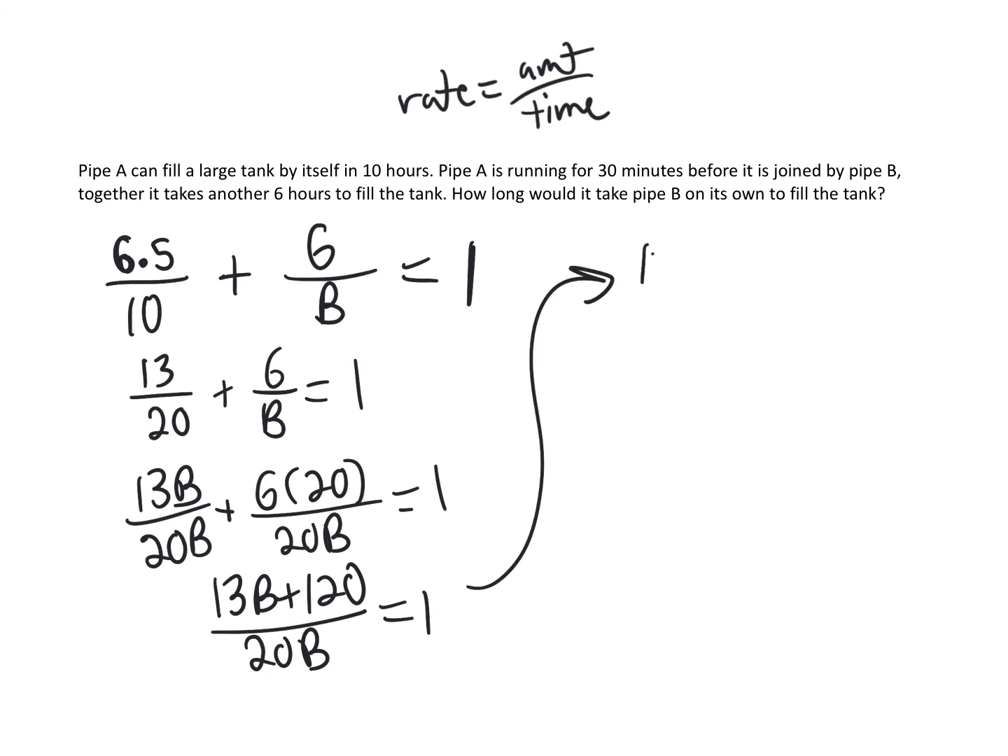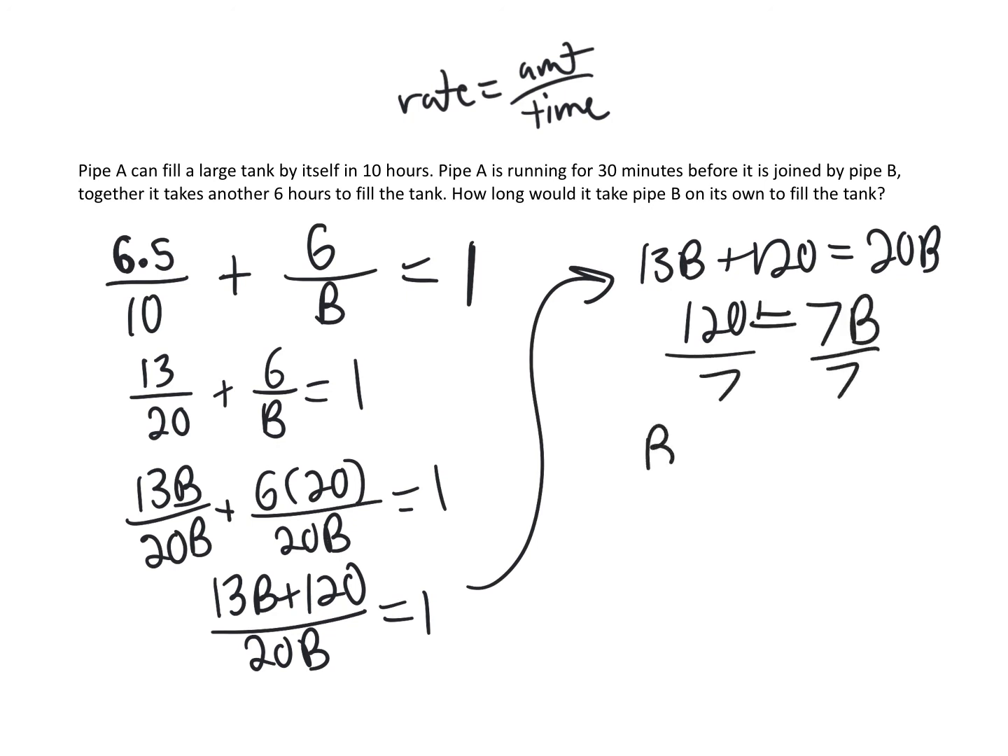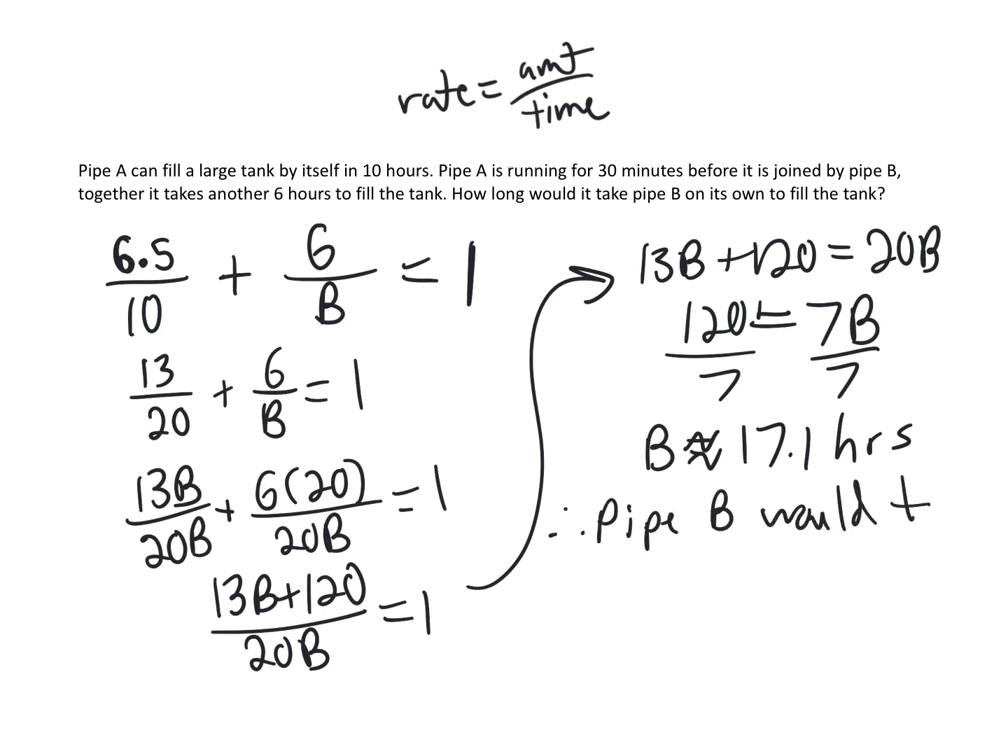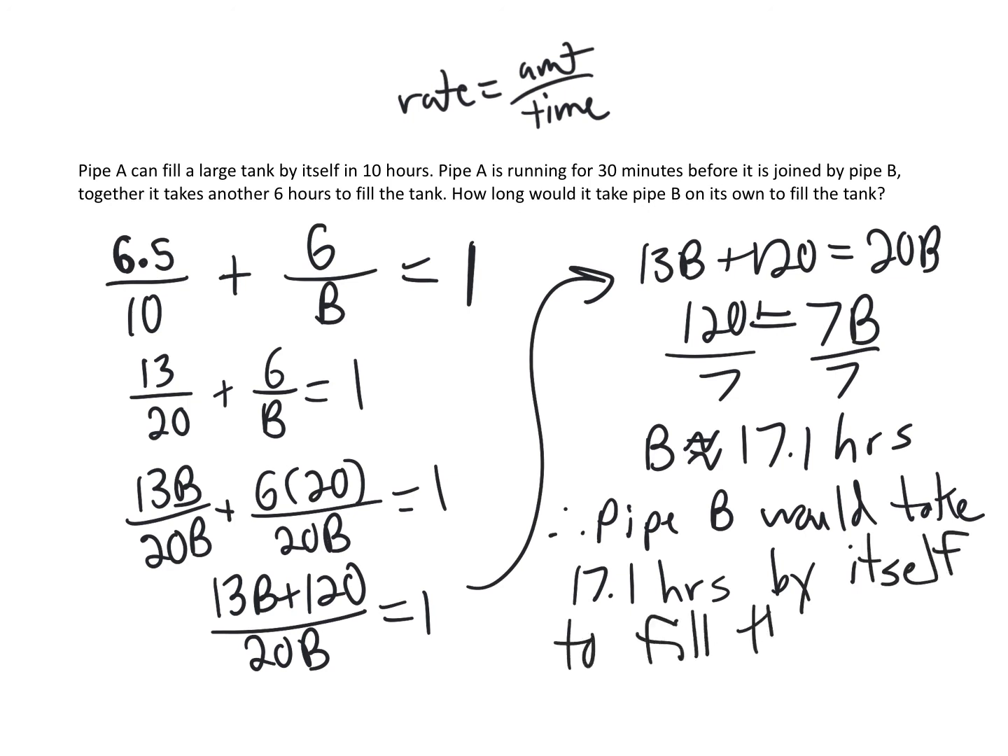Multiply the 20b across. Subtract 13. To get 7b, divide both sides by 7. And b is approximately 17.1 hours. So therefore, pipe B would take 17.1 hours by itself to fill the tank.